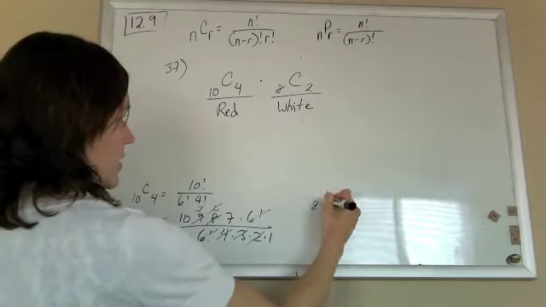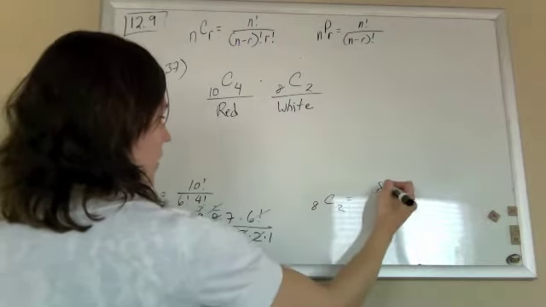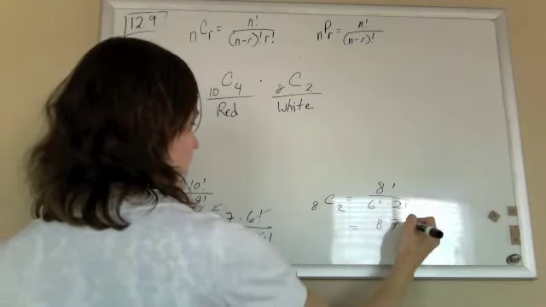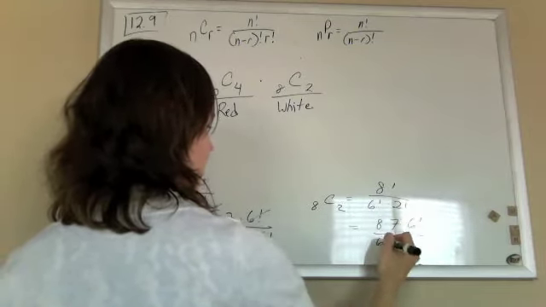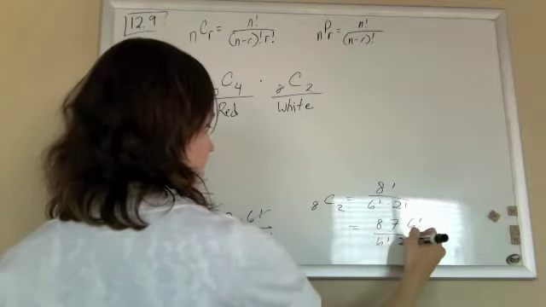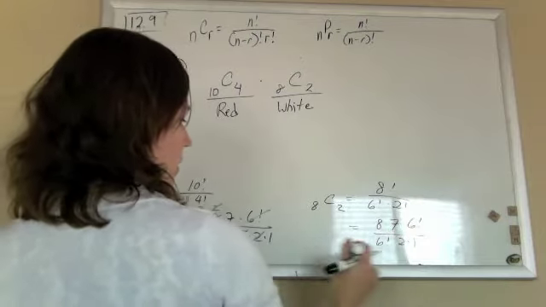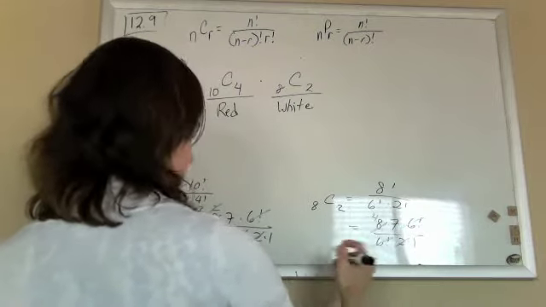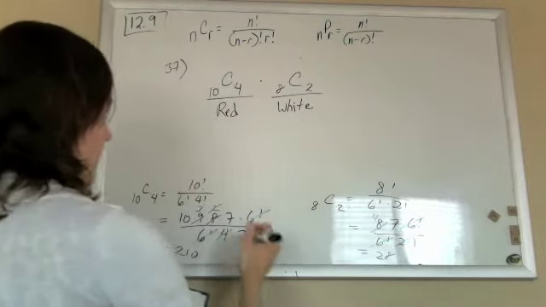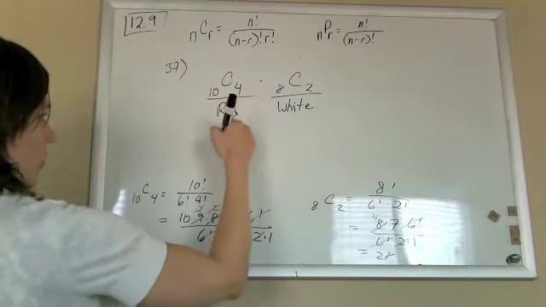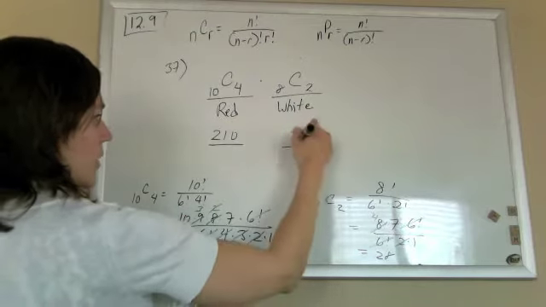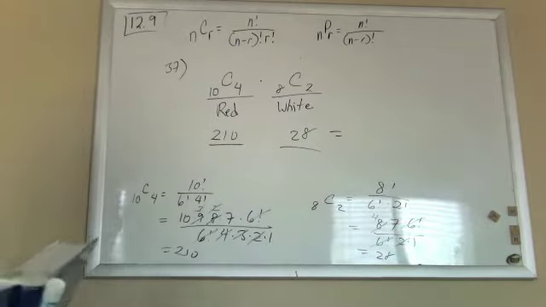And if we do 8C2, 8 factorial over 6 factorial times 2 factorial. So 8 times 7, let the 6 cancel out with the 6 down there, but still have the 2 factorial. 6 factorials cancel, divide by 2, I get 4, so I'll get 28 ways to do that. And so red 10C4 was 210, and white was 28. You multiply those together to get your grand answer.